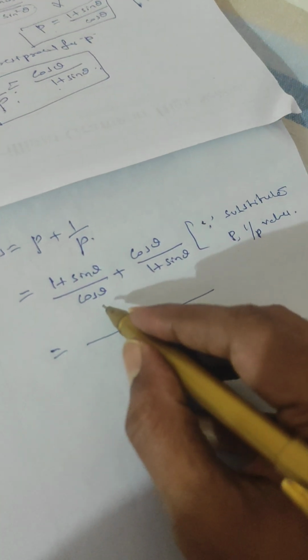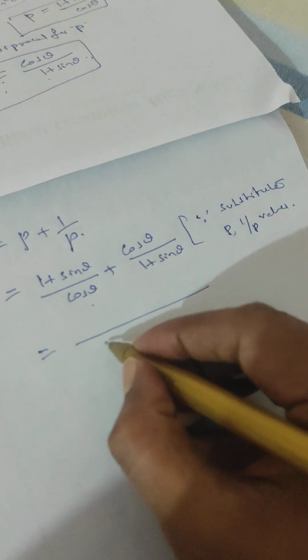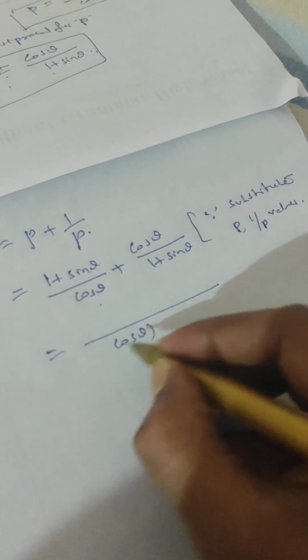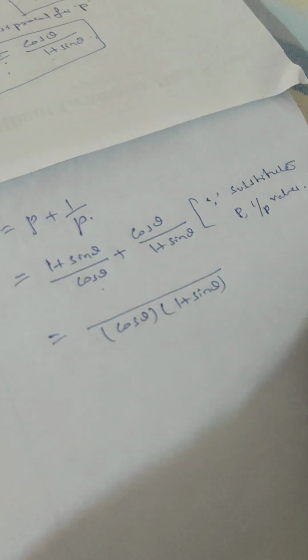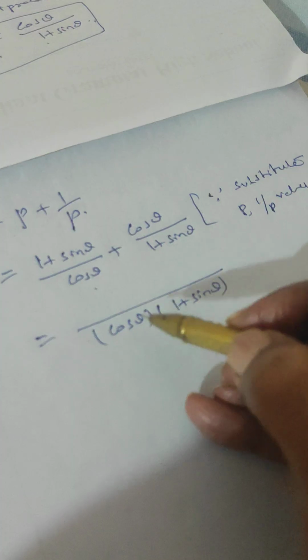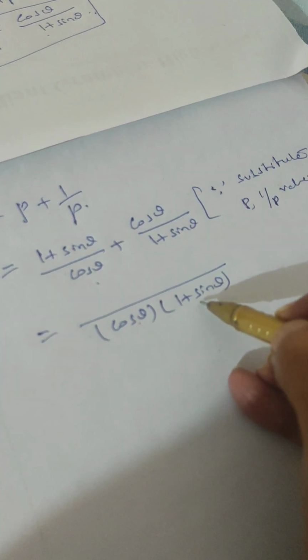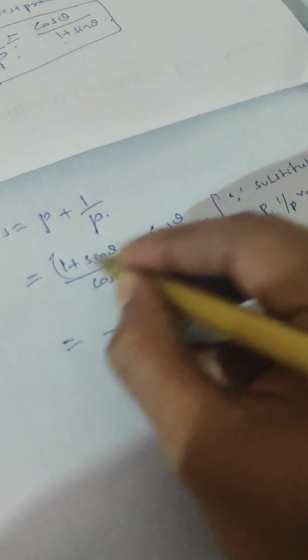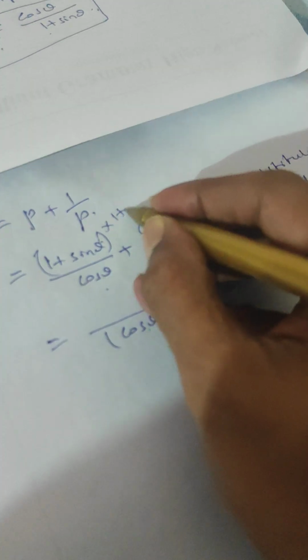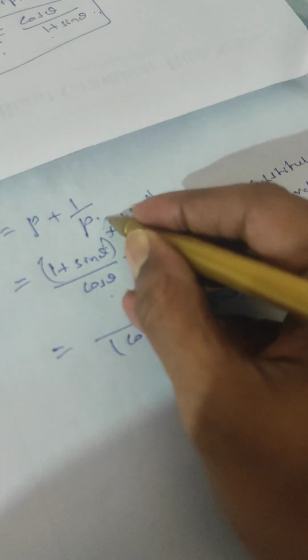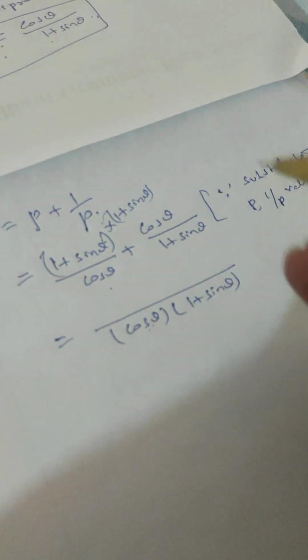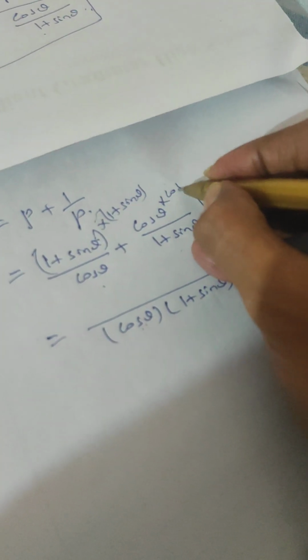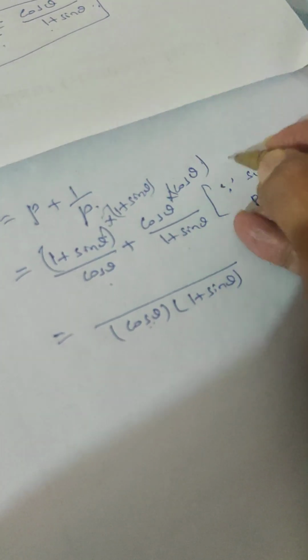As in the denominators we have cos theta and 1 plus sin theta. If I take out the LCM of these two, I will get cos theta into 1 plus sin theta as the LCM. Now cos theta gets cancelled, I remain with 1 plus sin theta. So this numerator should be multiplied with 1 plus sin theta. Now 1 plus sin theta gets cancelled, remains cos theta. So this numerator can be multiplied with cos theta.